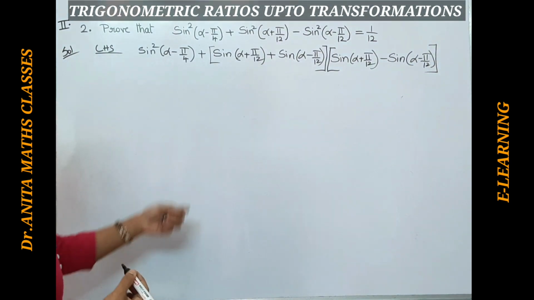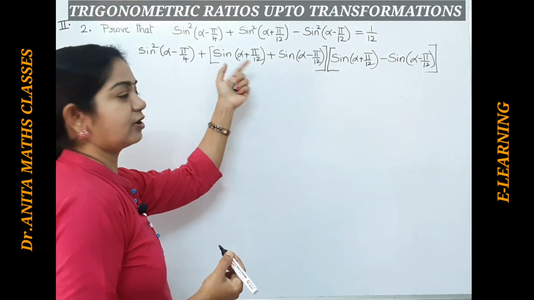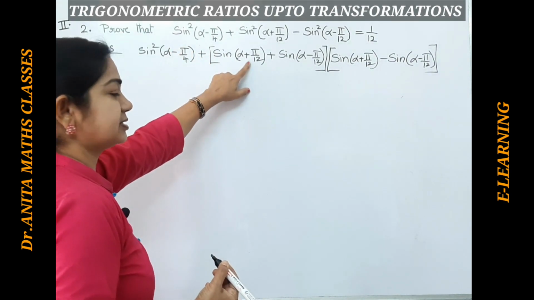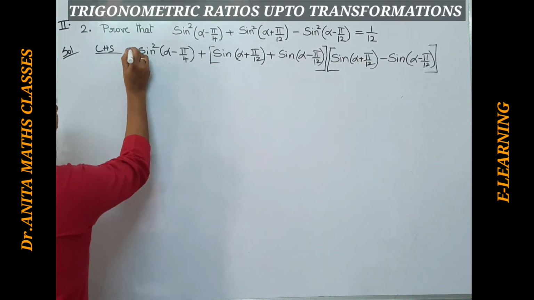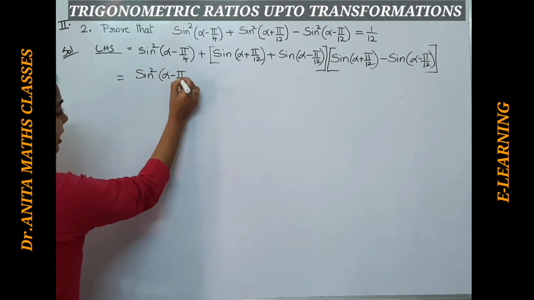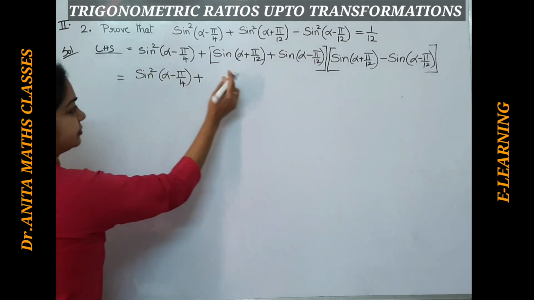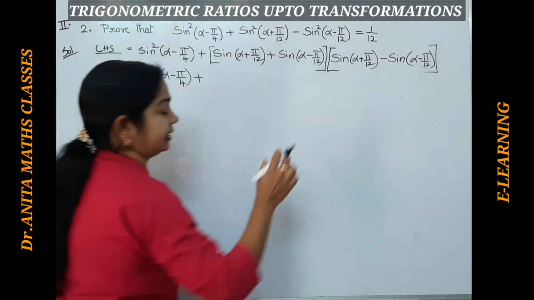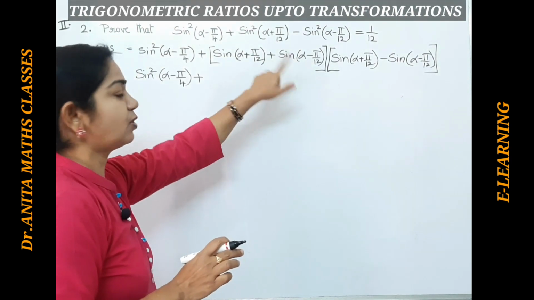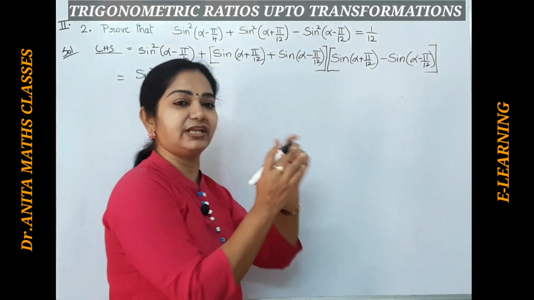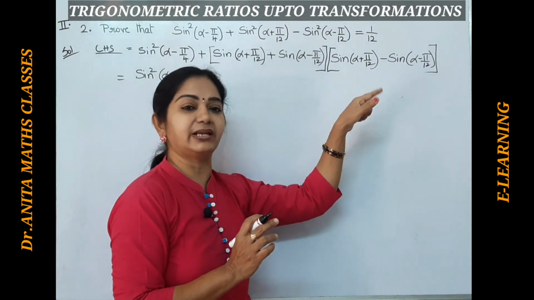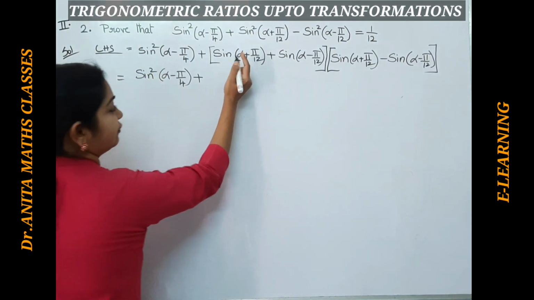Right, here. Now, if you see, this is in the form of C and D formula, sine C plus sine D, and here sine C minus sine D. So, that is the sum to the product transformation. So, let us write that sine square alpha minus pi by 4 as it is, we will keep this, and here C and D. So, sine C plus sine D is 2 sine C plus D by 2 and cos C minus D by 2. In the first one, we will take the first part of sine A plus B. In the minus one, we will take the second part of sine A plus B. Okay, that is the C and D formula here.